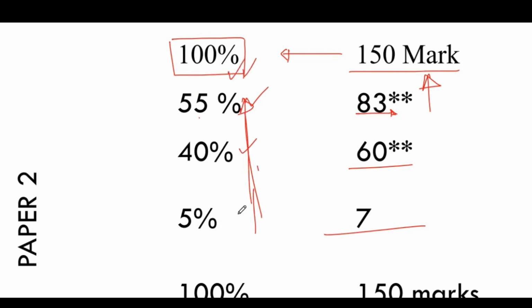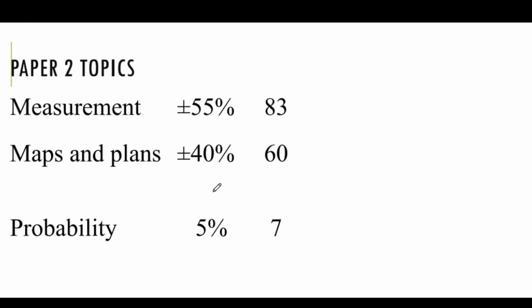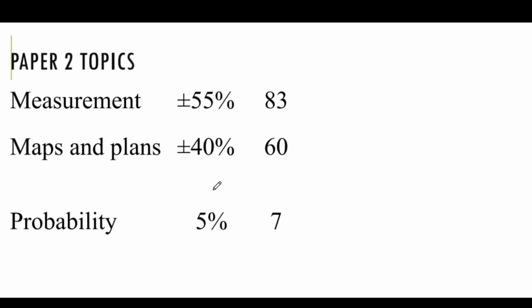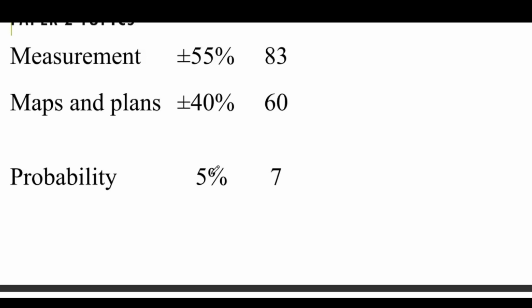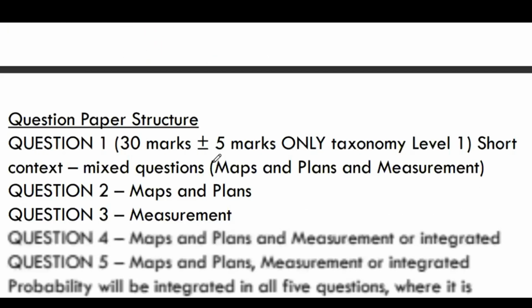All right, let's see how it's split. Remember, the topics that we have in paper 2 are measurements, maps and plans. Don't forget maps and plans. We also include the scales and other representations. Probability cuts through. This one is in both papers, paper 1 and paper 2. All right, let's go into that.